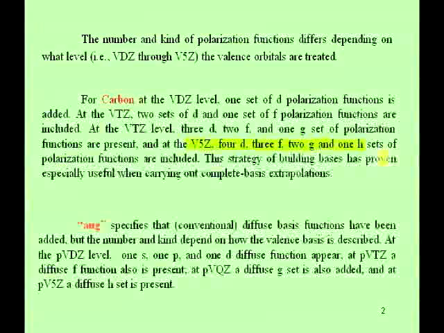And of course, at the 5 zeta level, they would add not just D functions, but F functions and G functions and H functions. So as you can see, when you go to higher cardinal number, as they call it, 5 or 4 or 3 for triple or 2 for double, you're going to get in trouble if you have these polarization functions because they're going to have lots of them. And remember, things scale as the fourth power of the number of basis functions you have. So that's one of the tricky things about those basis sets.